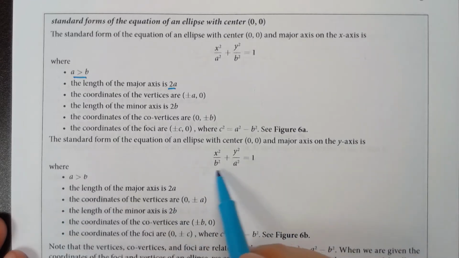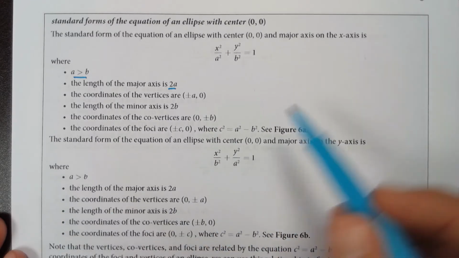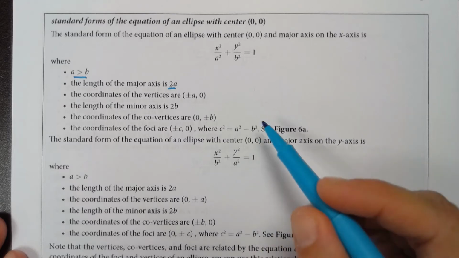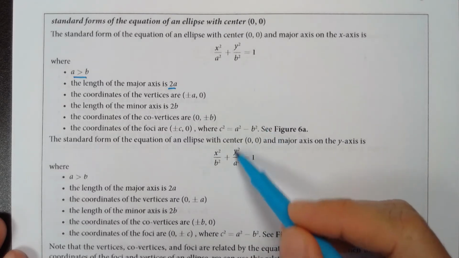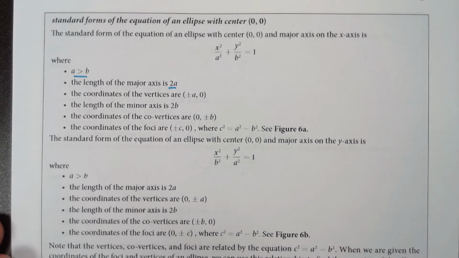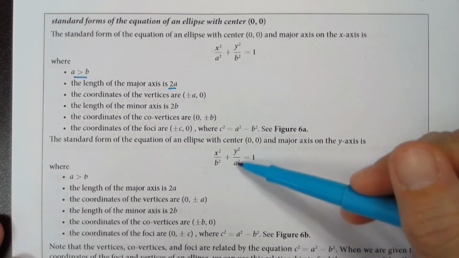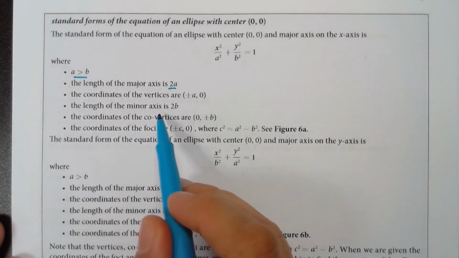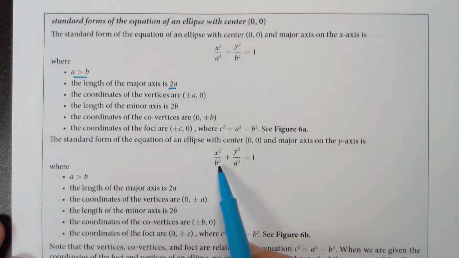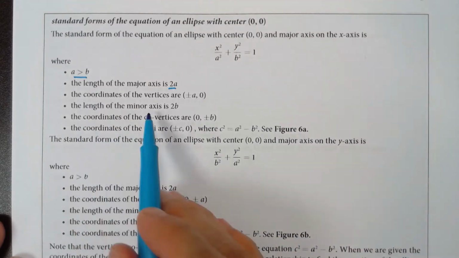In this case, we switch the a and the b, right? So your major axis is under the y this time. That means it's going to be vertical, or parallel to the y-axis. The length of the minor axis is 2b in both cases, but notice the b is in a different location. So the length of the minor axis is 2b.